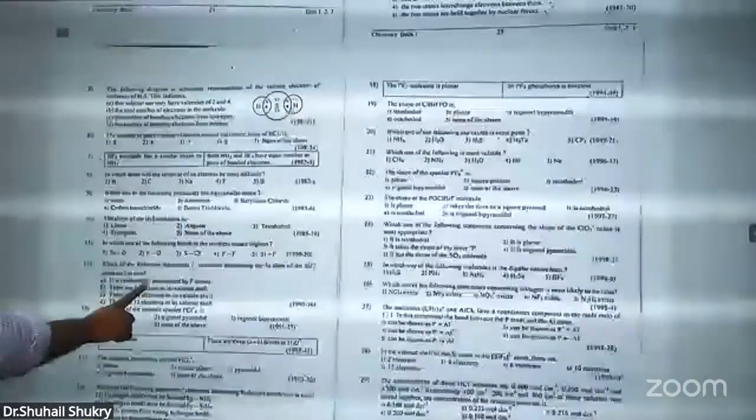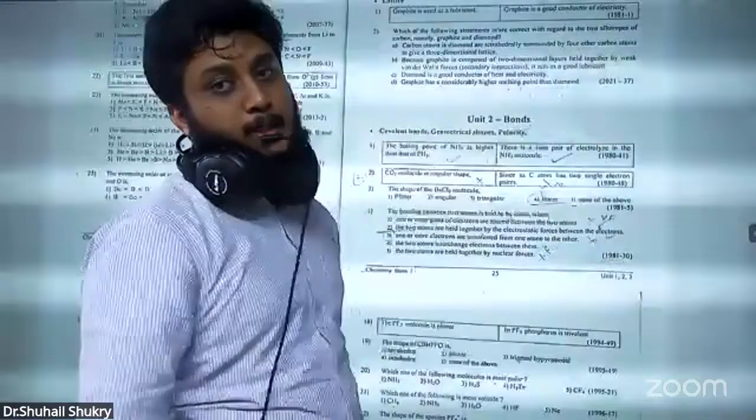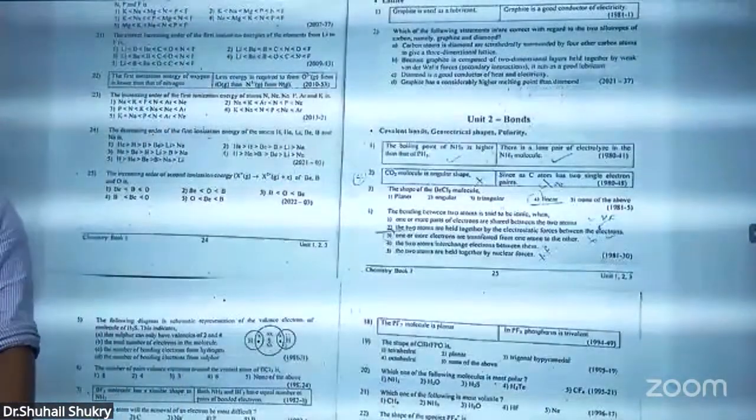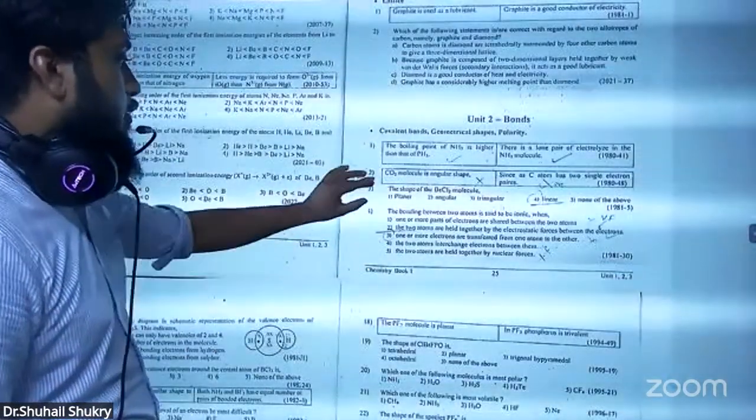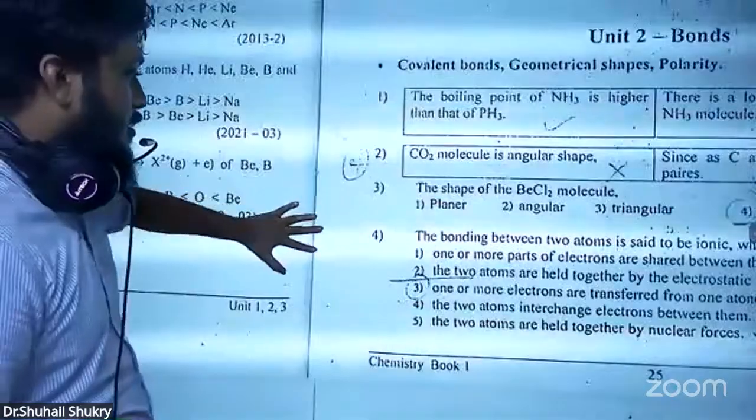Right. These things are okay. The heading is covalent bonds, geometrical shapes, and polarity. I still haven't done polarity and all, right? No problem. We'll see. Now we'll see this.